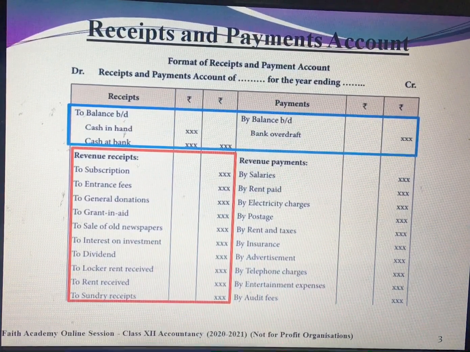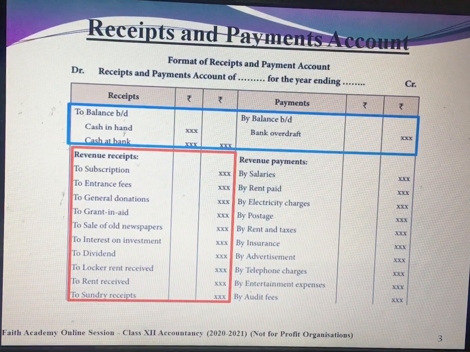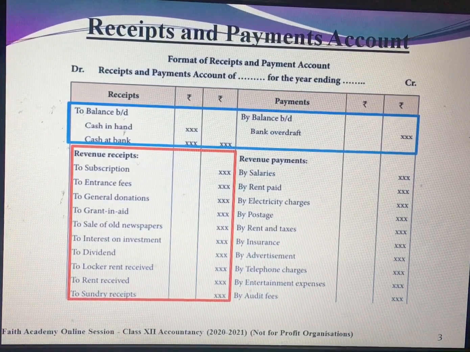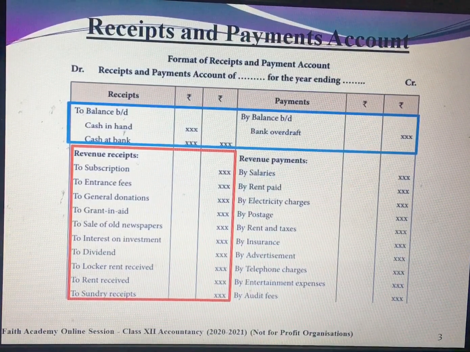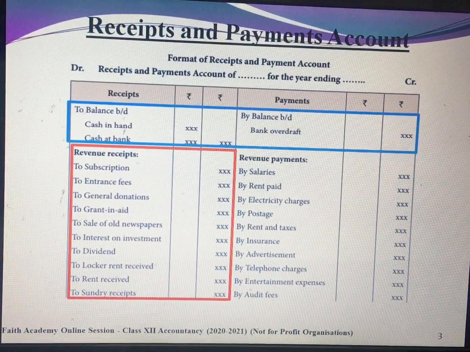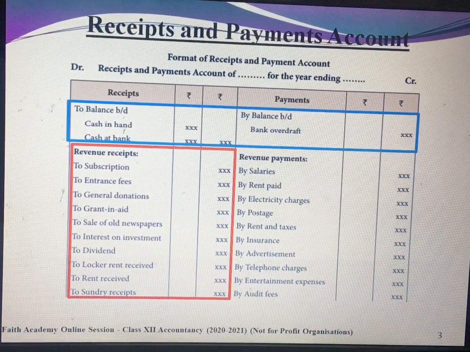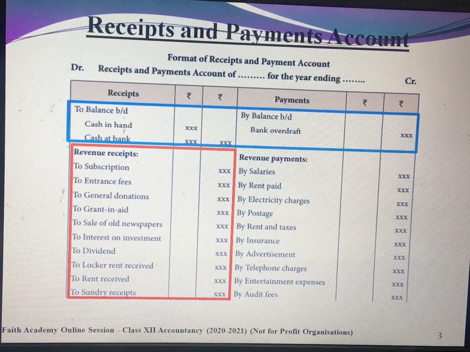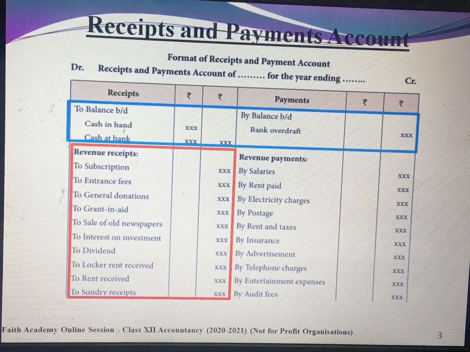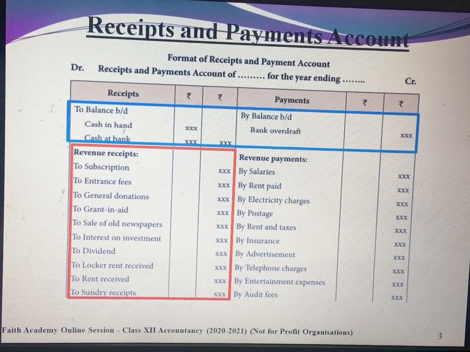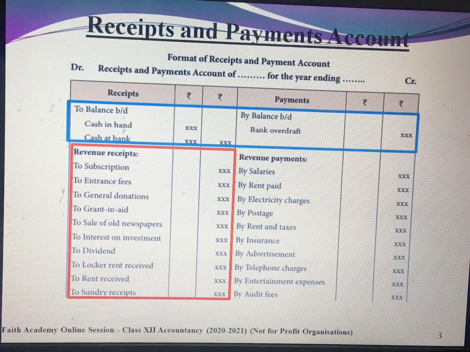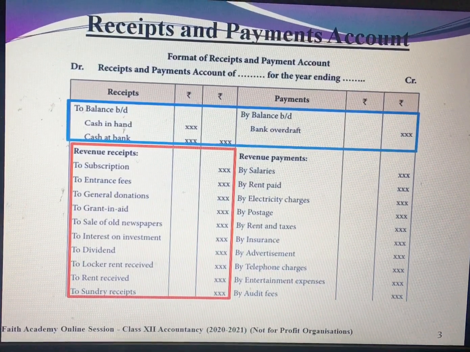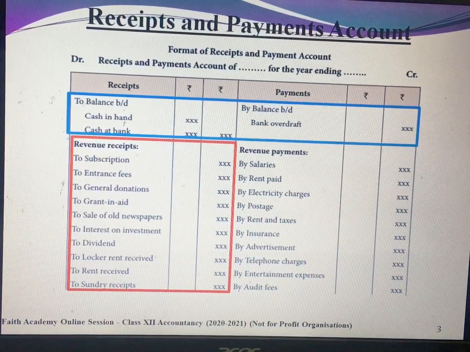So now we have some examples of revenue receipt with respect to not-for-profit organizations. Revenue receipts mean these receipts can be used for the normal operations of the not-for-profit organization. If you've sold newspapers, received interest on investment, received locker rent, or received general donations, all these comprise revenue receipts for the not-for-profit organization, and they are shown on the debit side of receipts and payment account. Let's move to the next slide.